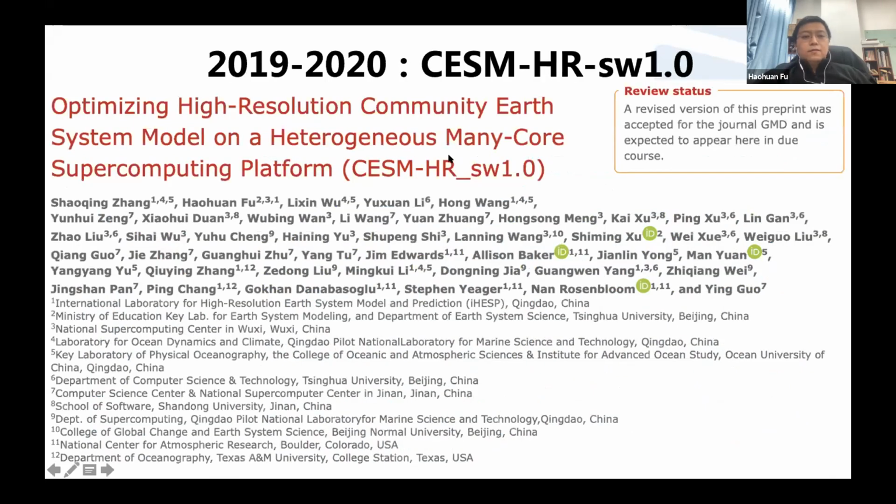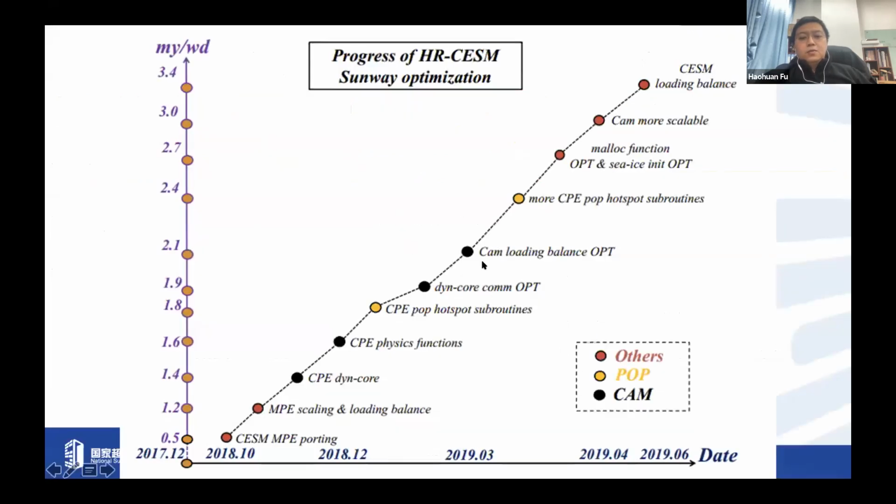Also, from the year 2018, we started to collaborate with the climate scientists in Qingdao. There's a National Lab for Ocean Science and Technology in Qingdao. The researchers there and researchers from NCAR started to collaborate to optimize the high resolution Community Earth System Model, which we call CESM-HR, on the Sunway TaihuLight platform. This is the work we did along the way from October of 2018.